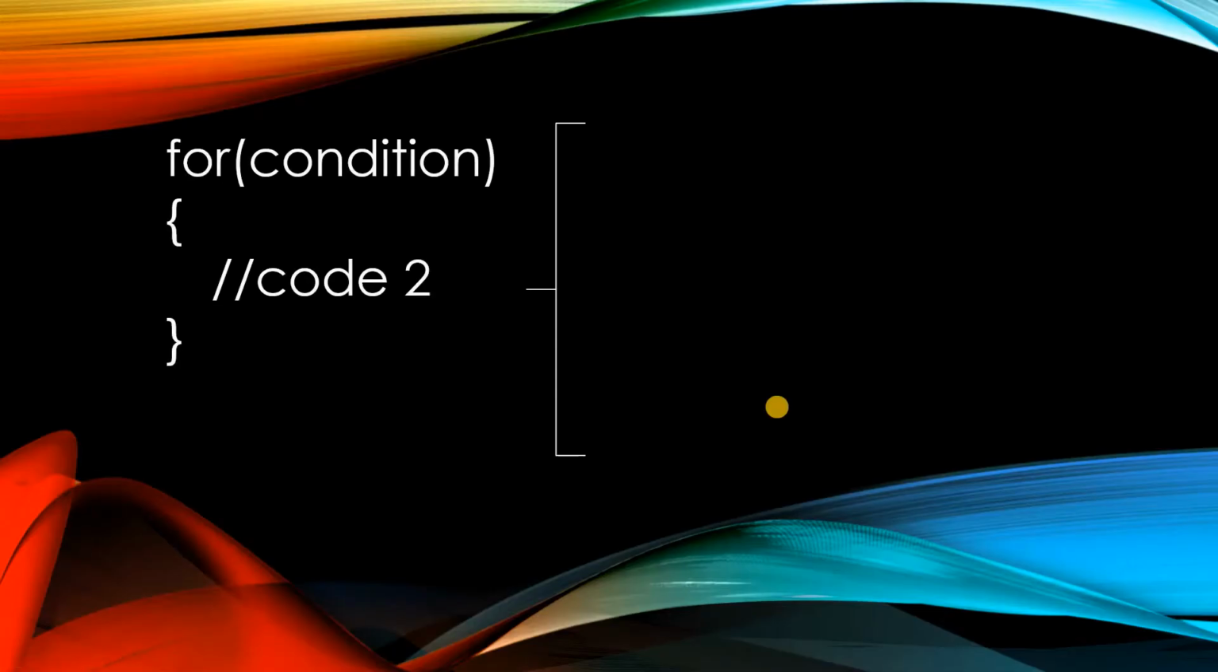A for or a while loop is used to go over a certain code again and again until purposely terminated. And for terminating, you need to provide a terminating clause, which is provided inside this bracket. A for loop is better than a while loop. Let us know why.